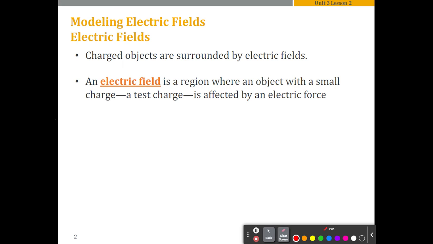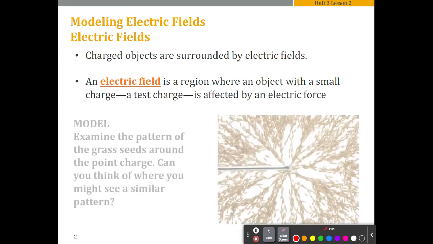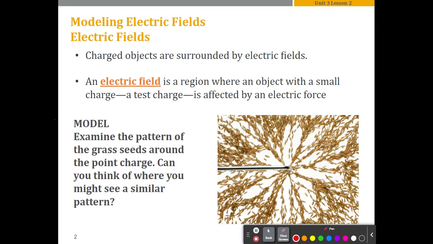charged particle with no mass. So if you just took an imaginary charged particle and put it in a region of space, and it was either attracted to or repelled by the object under study, then that would mean that the test charge is in that object's electric field. Now, the standard test charge is a positive charge, which we'll see why that's important in a moment.